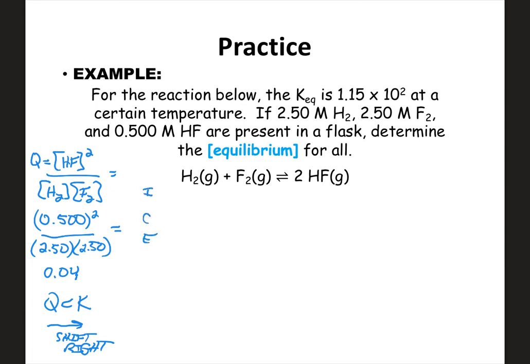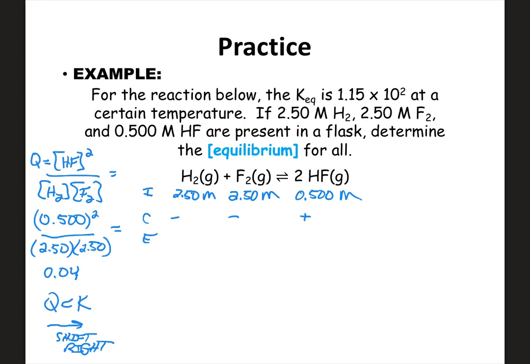Initial concentrations we were given in the problem for these. So we know it's 2.50 molar, 2.50 molar, and 0.500 molar for the HF. Change: we just figured out that the reaction is going to go to the right here. So I know the reactants are going to be used up. They're going to be negative, and the product is going to be formed, so it's going to be positive here.